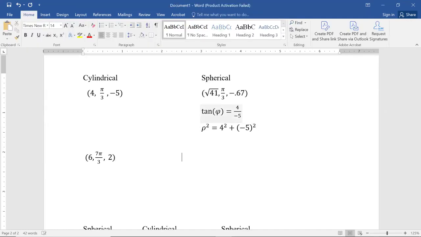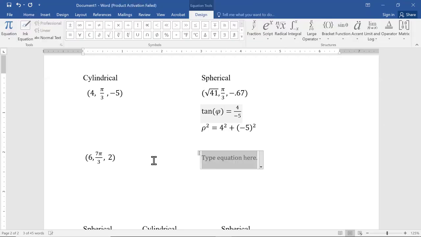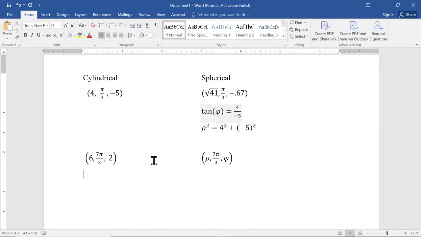All right, let's do the same for this one. (6, 7 pi over 3, 2). In spherical coordinates, we're going to have a rho, a theta. Theta is 7 pi over 3 in spherical, just like it is in cylindrical, and then a phi. So there's our phi symbol that we use.